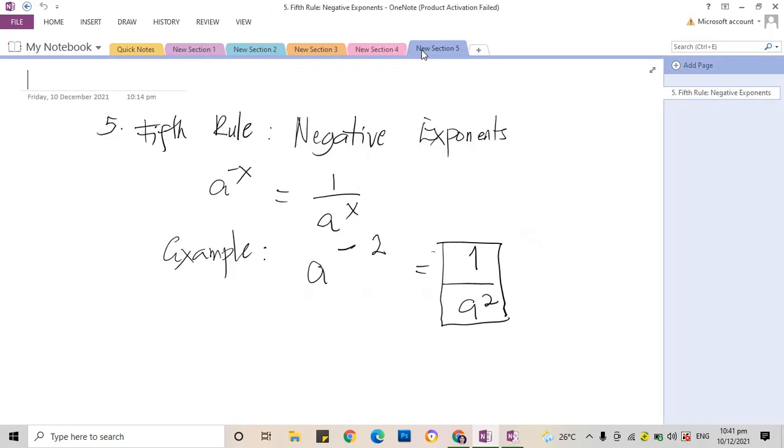Then the fifth rule is the negative exponents. So for instance, a raised to the power of negative x, we're just going to put 1 in the numerator, and we're going to put this one in the denominator to become positive, so 1 over a raised to the power of x. For instance, like this, a raised to the negative square. So the answer is 1 over a squared.